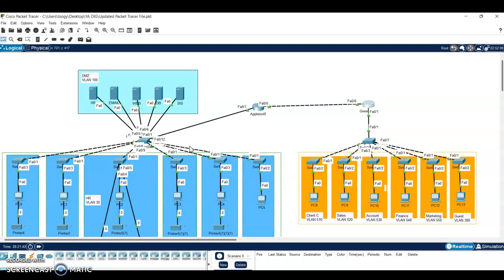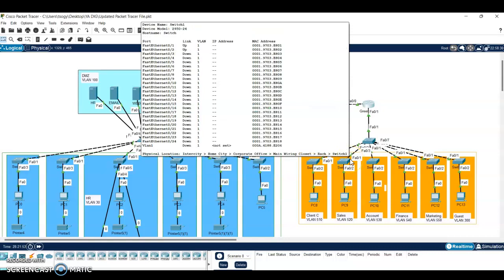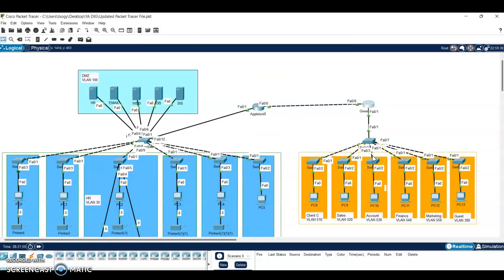In Green Bay, other departments excluding the guest VLAN can ping the finance VLAN. Guest VLAN is restricted from pinging the finance VLAN because the finance VLAN is directly connected to the DMZ server, and it may be a security concern, therefore it was restricted.